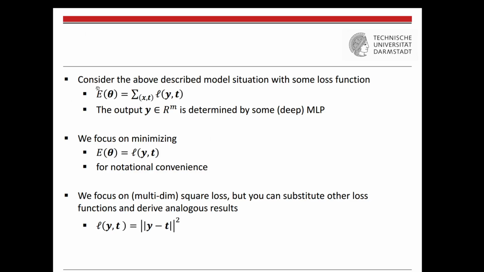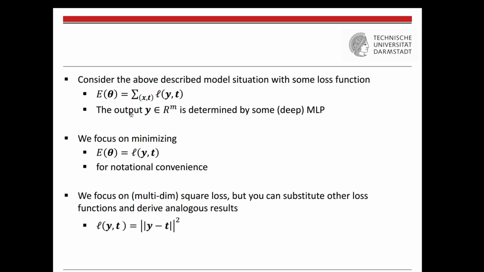So the model situation is we have our loss, and the loss is the sum over all these xt pairs, where y is the prediction of our MLP, of our neural network. We focus on minimizing simply the loss at a given point, at some point xt, and y is the corresponding prediction of the neural network. For notational convenience, we get rid of that sum up here. That is fine. That's like online learning, right? So this here above is like batch learning or mini batch learning. That's like online learning.